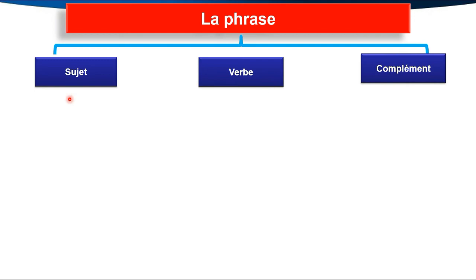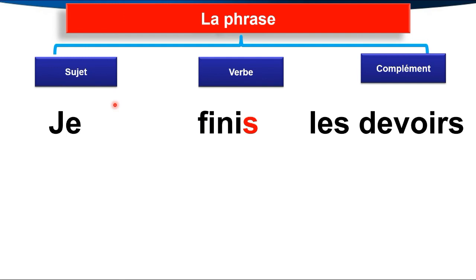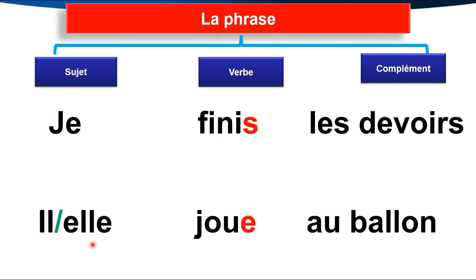Sujet, I told you, for example, je finis le devoir. Je is I: I finished the homework. So I here is the sujet. The verb here is finis, but this verb is conjugated. Also, I have another example: il or elle joue au ballon. Look here, joue. It means he or she plays with the ball. So the verb is conjugated here.